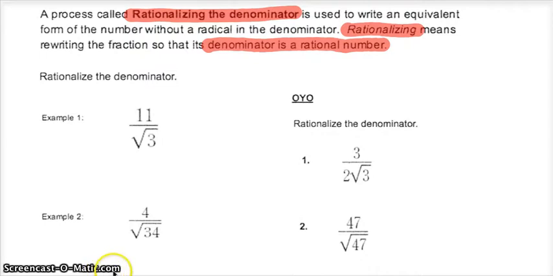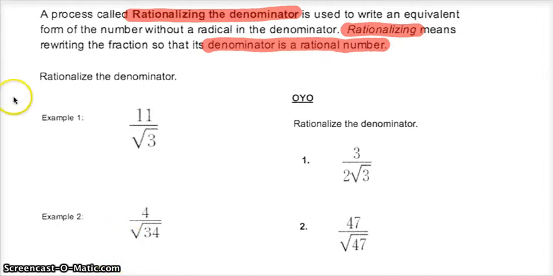Hey everyone, it's time to get rational. Today's lesson is all about using a technique called rationalizing the denominator. The process of rationalizing the denominator is used to write an equivalent form of the number without a radical in the denominator. Rationalizing means rewriting the fraction so that its denominator is a rational number.